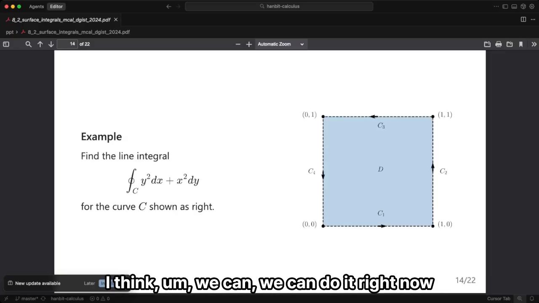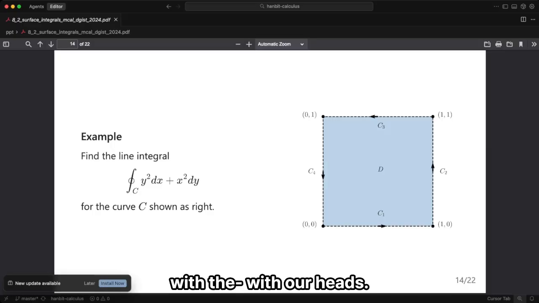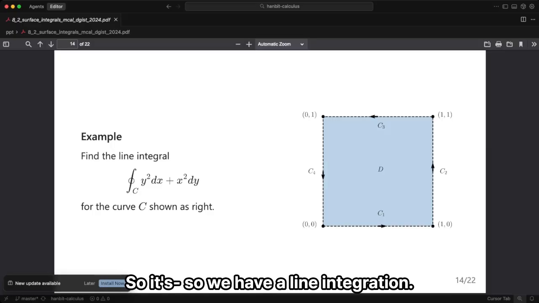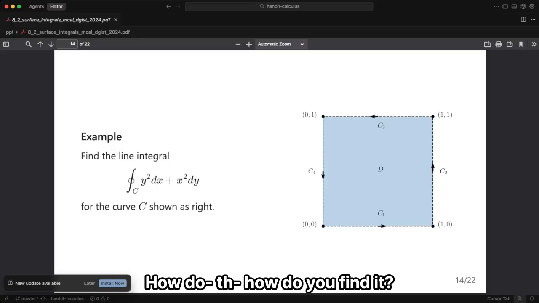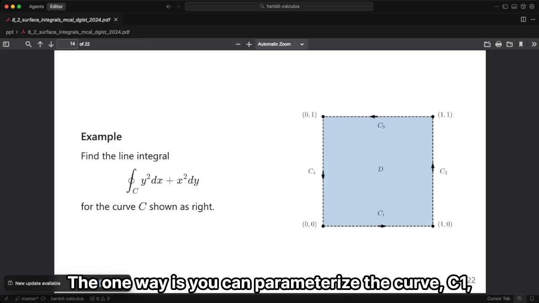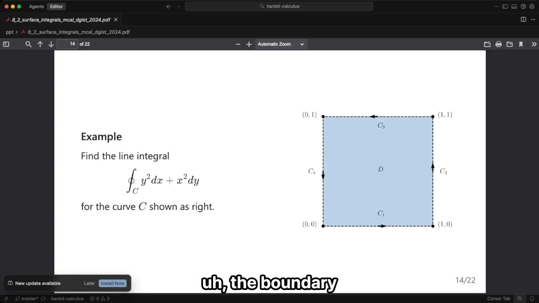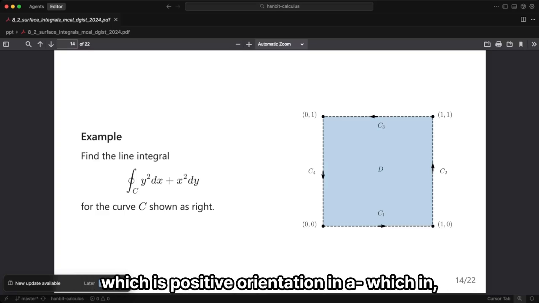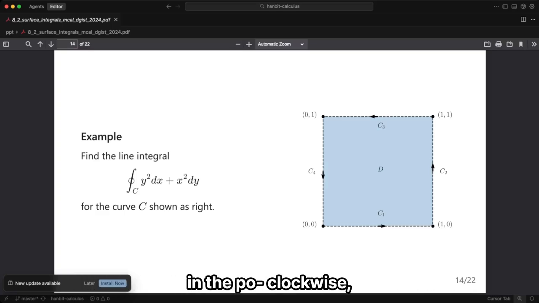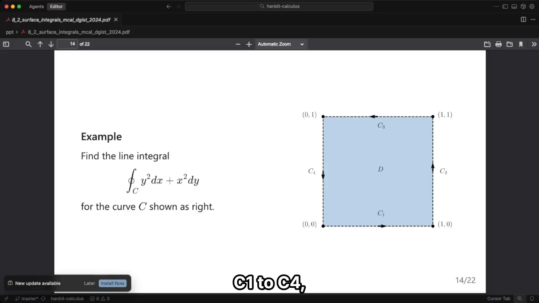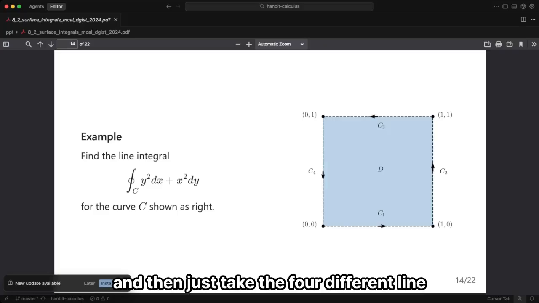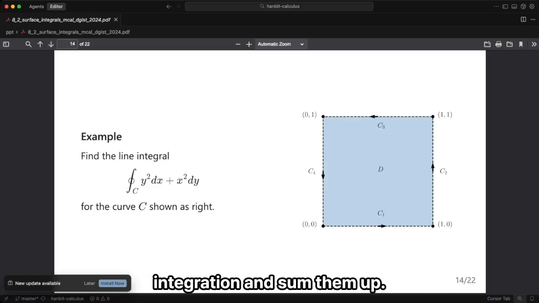I think we can do it right now with our heads. So we have a line integration. We want to find the line integration. How do you find it? One way is you can parameterize the curve C1, the boundary, which is positive orientation, which is the counterclockwise orientation, by taking 4 parametric curves, C1 to C4, and then just take the 4 different line integrations and sum them up.